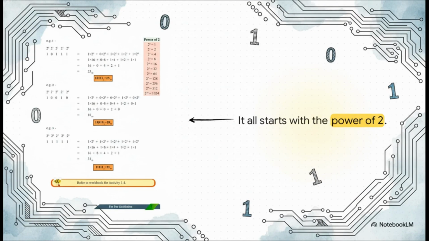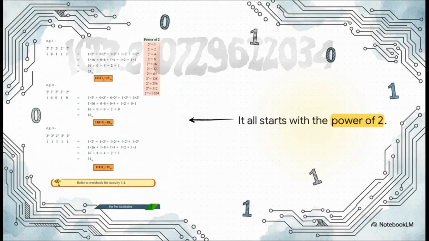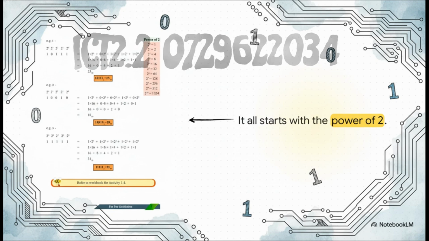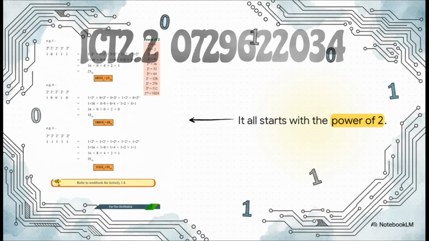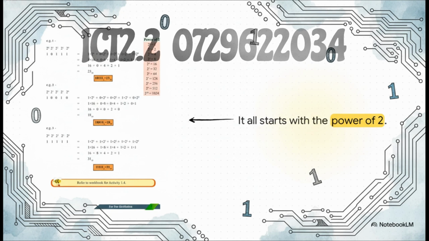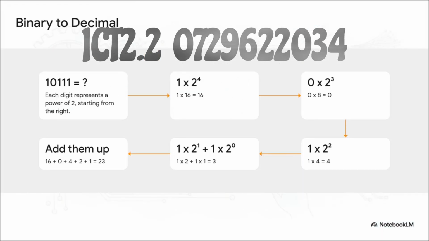So how on earth do we make sense of these long strings of zeros and ones? Well, since there are only two symbols, we use what's called a base 2 system. And all that means is that each position in a binary number represents a power of 2. You always start from the right and work your way left. Okay, let's actually try one.